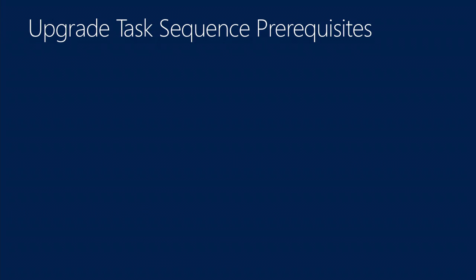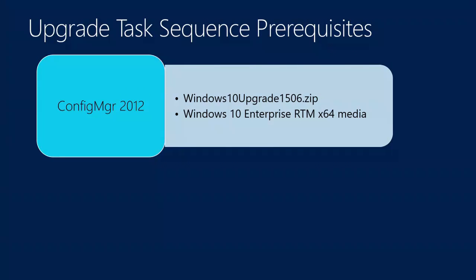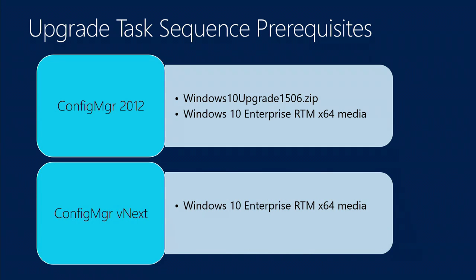Let's take a look at the upgrade task sequence prerequisites. It's very simple. For Config Manager 2012, you need a couple of things. Okay? This is the 1506 zip file that contains the different scripts that you'll need to do an upgrade. And basically, it's mostly scripts that you import in the Config Manager. And of course, your Windows 10 Enterprise media. Okay? Now, what about vNext? Would there be more or less? Well, all you need is that installer. Then you can still already perform the upgrade. Okay? So it doesn't really take much. On the client side, I already mentioned that it's Windows 7 or above that supports this upgrade.